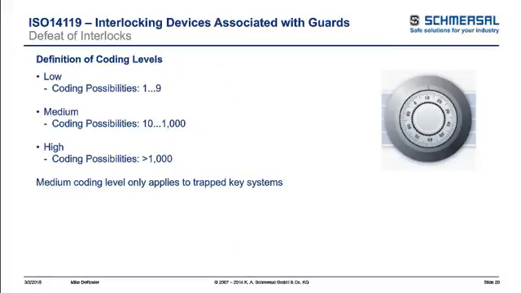So what they look at when they look at defeat of interlocks is the coding levels. When we say using the type 1, 2, 3, and 4, so the type 2, type 4 as coded versus uncoded, they talk about low, medium, and high. And what that really means is the coding possibilities. Low is from 1 to 9, medium 10 to 1,000, and then high is greater than 1,000. It's just the idea of looking at what the different coding level possibilities can be to make it more tamper resistant for somebody working with the machine.